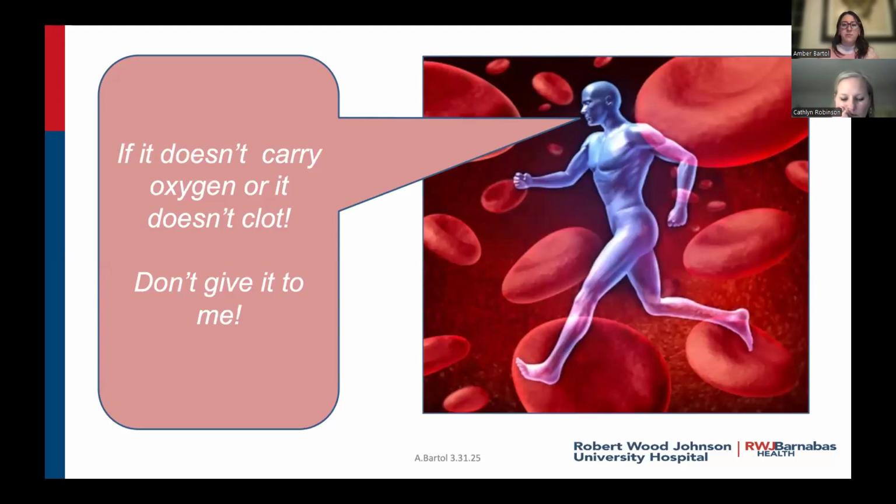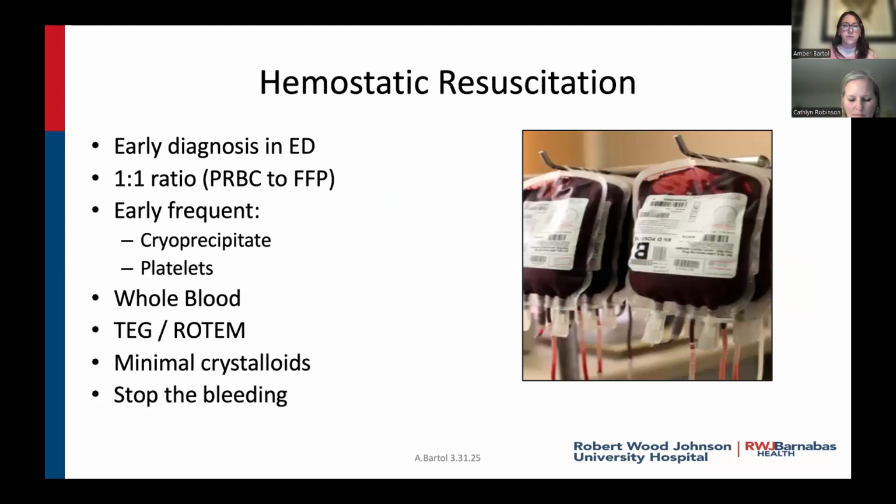So, blood resuscitation. If it doesn't carry oxygen or it doesn't clot, don't give it to me. We should not be replacing these patients with normal saline or LR. That's not what came out. That's not what should be going back in. If you're crossing over 3 liters, that's the wrong direction. We want to be replacing these products that the patient actually lost so we can replace the clotting factors and all the things that they really need.